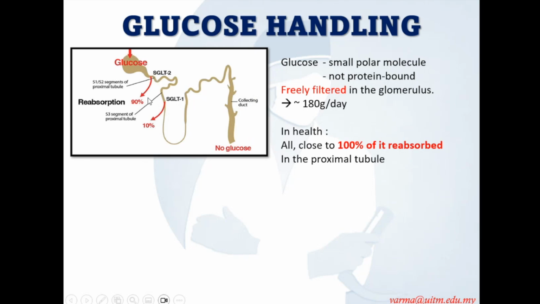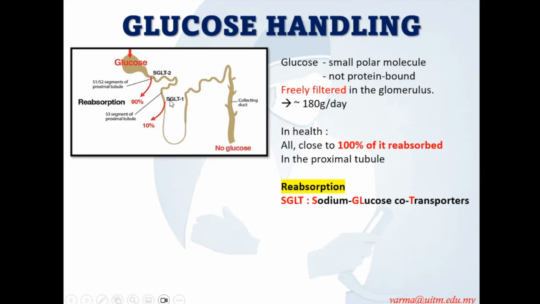So glucose is being filtered, and almost 100% of it is reabsorbed in the proximal tubule. Mostly 90% is reabsorbed in the early proximal tubule, and at the distal part of the proximal tubule, another 10%. So 99 to 100% of the reabsorption of glucose occurs in the proximal tubule. It is just whether it is at the early part or the late part of the proximal tubule. Why is it important?